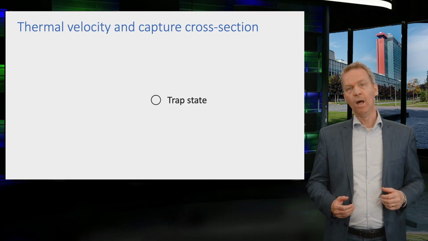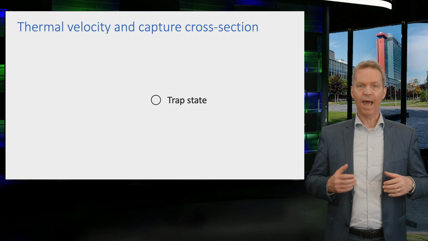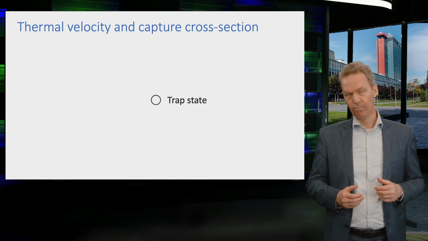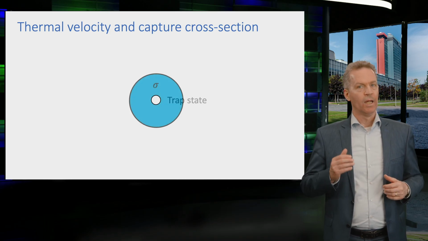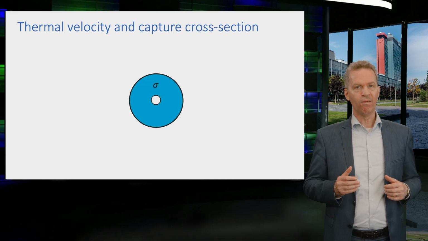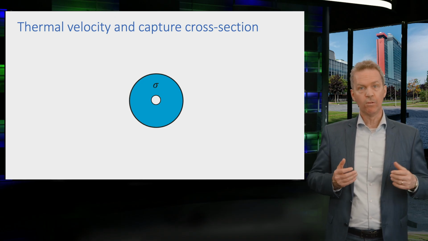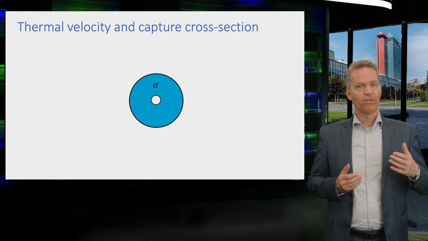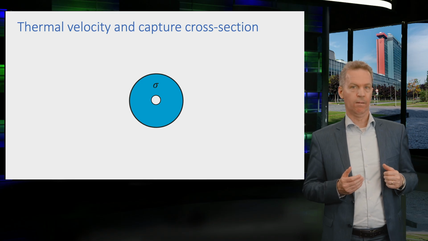As mentioned before, I would go into more detail about the thermal velocity and the capture cross-section, and I will do that with an example. Imagine a trap state inside a material. The capture cross-section can be visualized as an area around the trap state, which we draw as a disk. The capture cross-section has the unit of area, so for instance square centimeter.